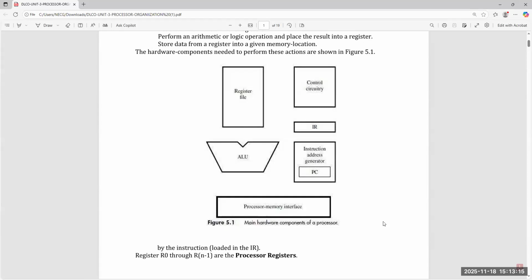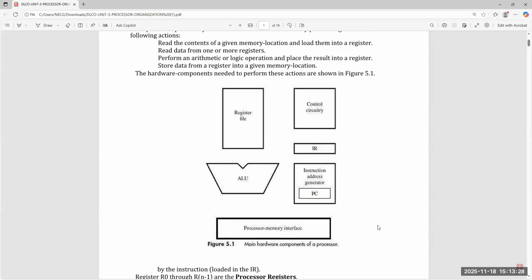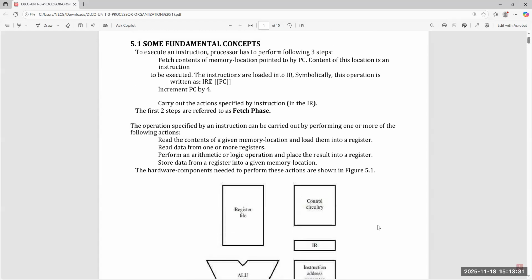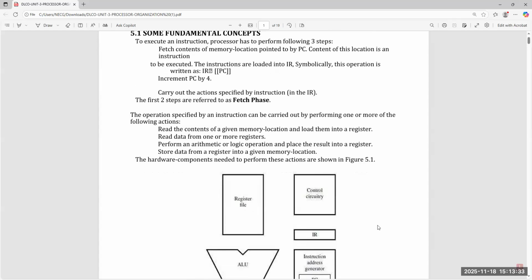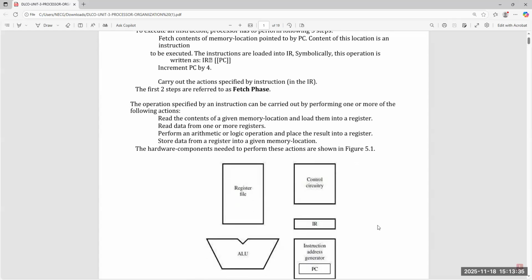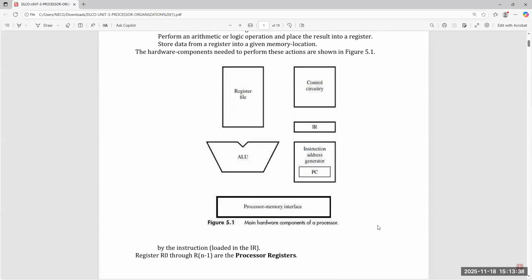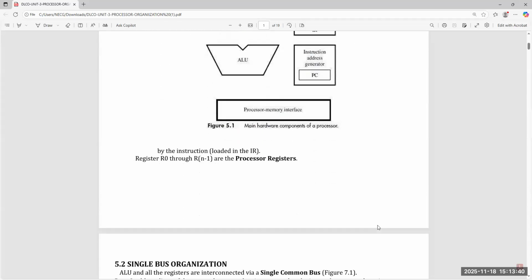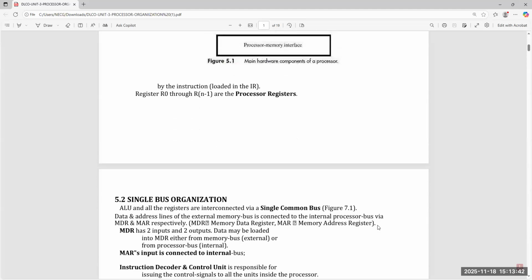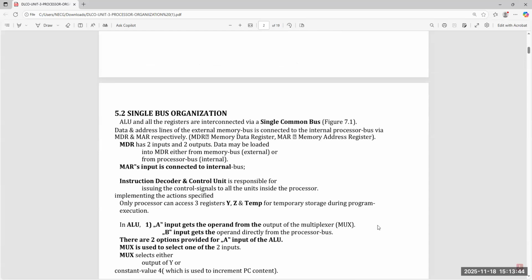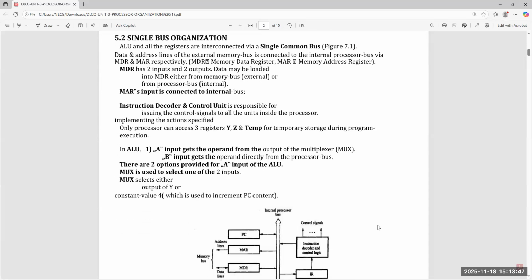Up to here, any doubts regarding the different components of a processor and what phases are involved in the execution of an instruction? So what is a processor? Any doubts here? Okay. If no doubts, we will move to another topic.